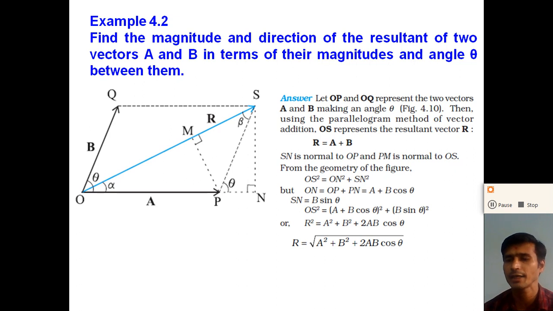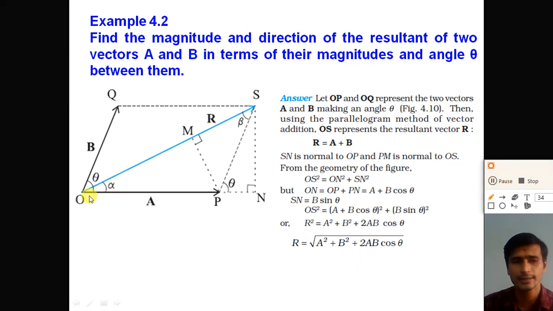Sometimes the magnitudes of the two vectors are given, and the angle between the two vectors is given, and so we find the magnitude of the resultant vector and its angle with any one vector. So here, dear student, let us consider that vector A and vector B are given. Vector A is vector OP and vector B is vector OQ, and the angle between these two vectors is theta, right?